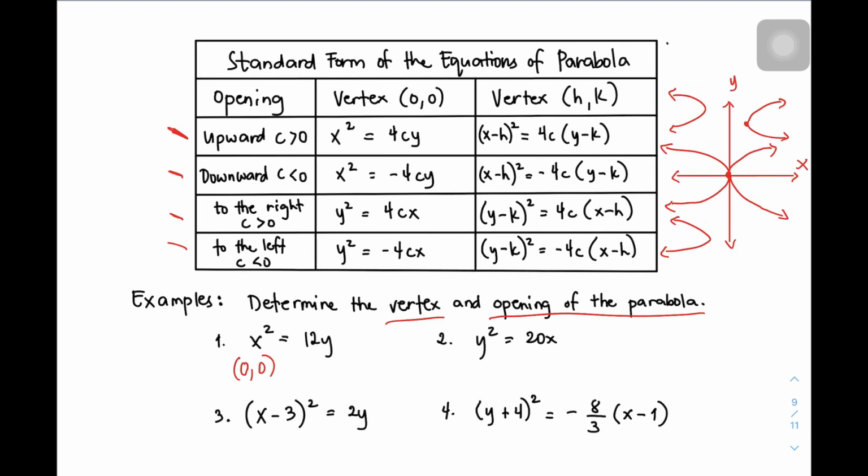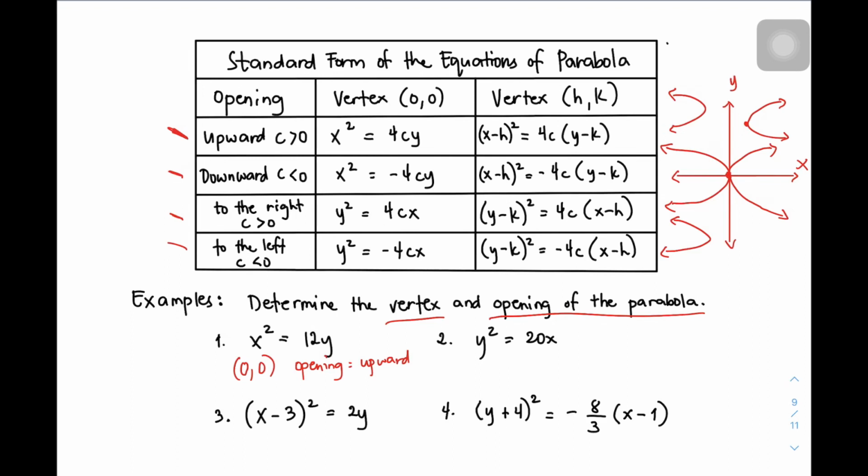Eh sir, paano yung opening? Look at this one. Yung x variable ang may square. Meaning, it's either upward or downward. So, paano mo ngayon malalaman if upward or downward? Pansinin mo to. If this is positive, automatic, the opening is upward. Okay? Now, let's move on to item number 2.